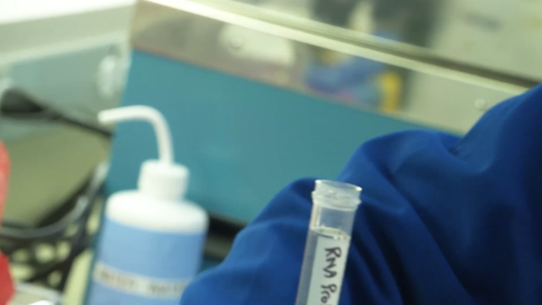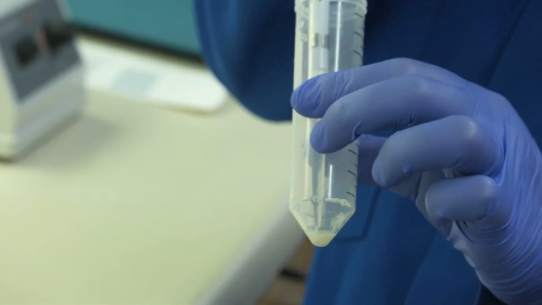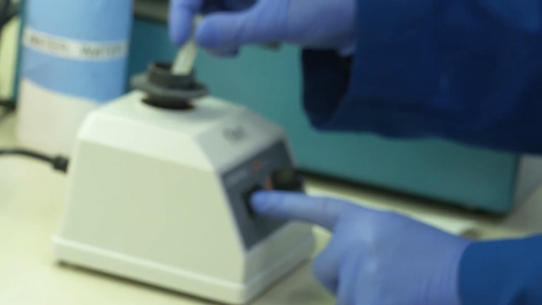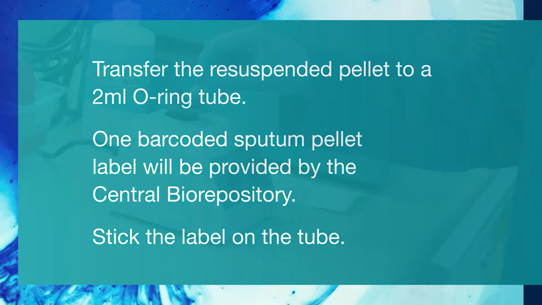Resuspend the cell pellet in 1 ml of RNA Protect saliva reagent and vortex for 1 minute. Transfer the resuspended pellet to a 2 ml O-ring tube. 1 barcoded sputum pellet label will be provided by the central biorepository. Stick the label on the tube.